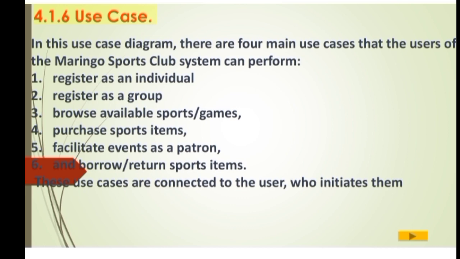4.1.6 Use Case. In this use case diagram, there are main use cases that the users of the Maringo Sports Club system can perform. 1. Register as an individual. 2. Register as a group. 3. Browse available sports games. 4. Purchase sports items. 5. Facilitate events as a patron. 6. And borrow return sports items. These use cases are connected to the user, who initiates them.